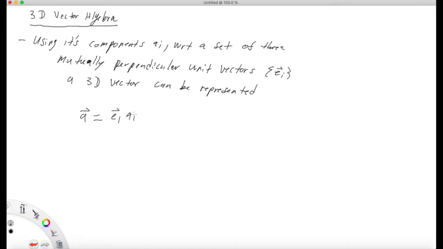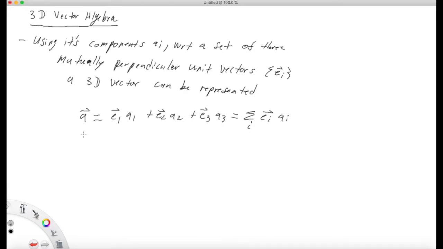Instead of saying represents the components, let's just say that's what we're going to write for the components. Because in more formal terms, we can represent a vector A using the unit vectors e_i and the components A_i. So this is written here in our first equation.